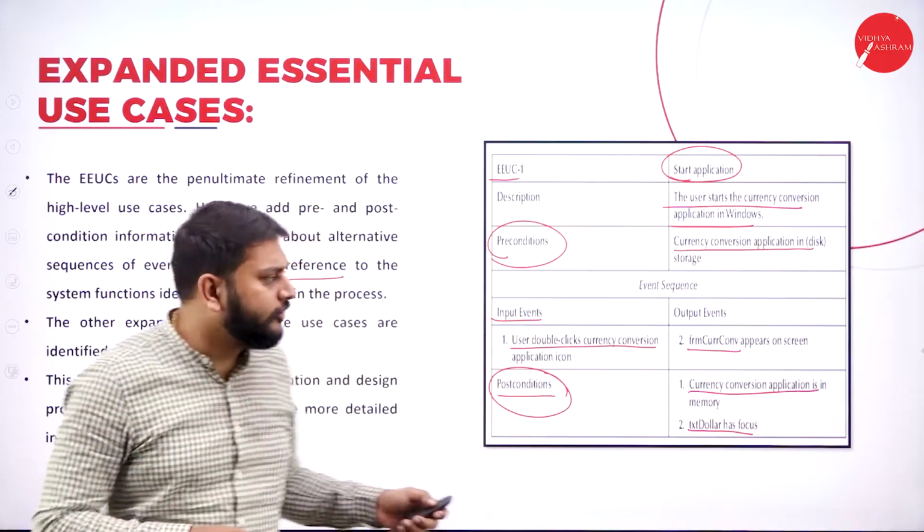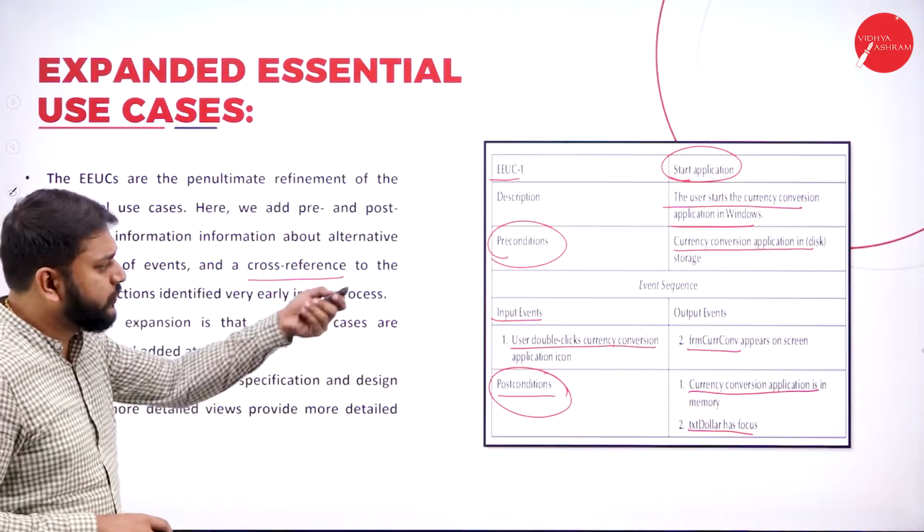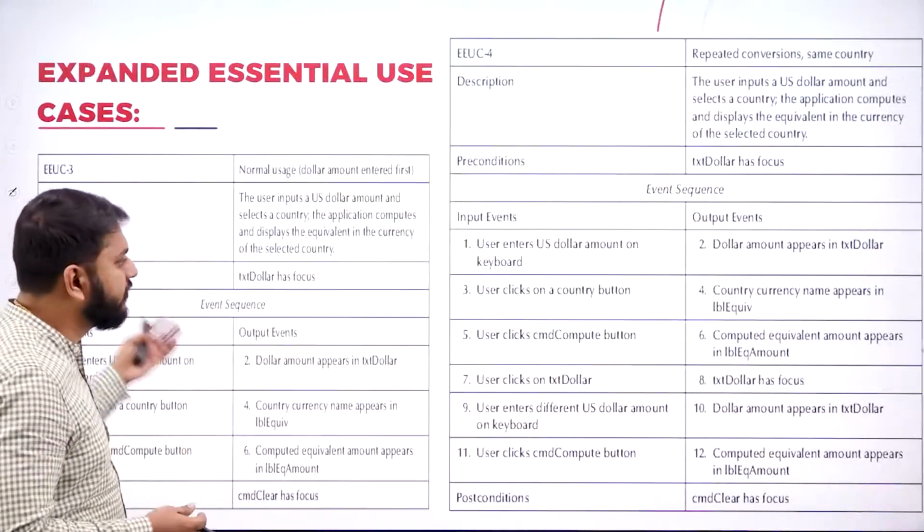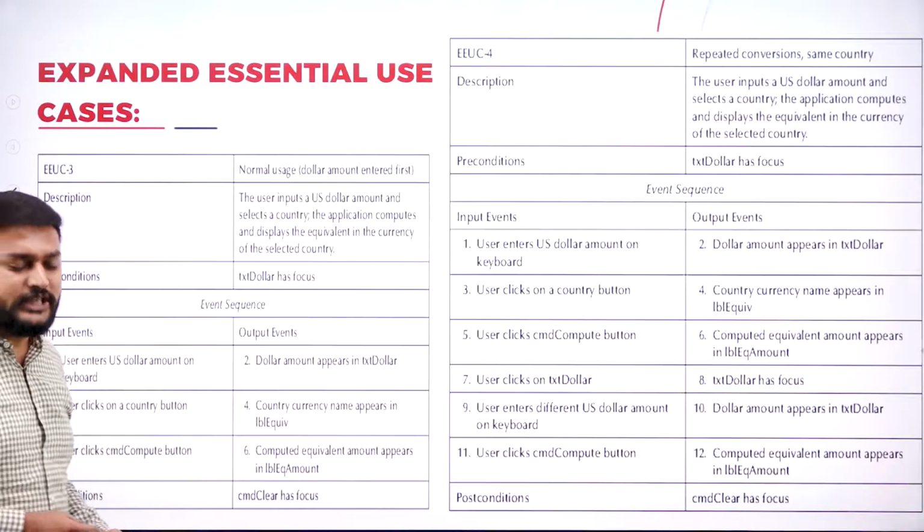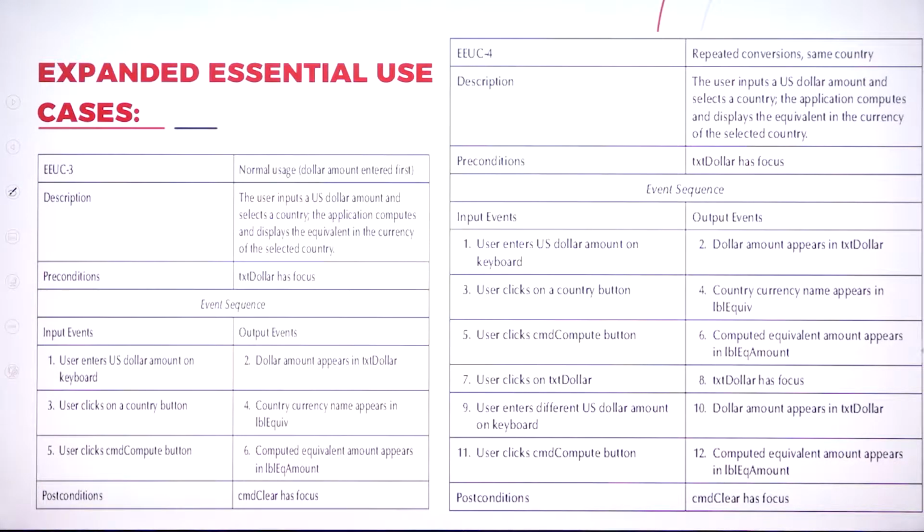I have some other examples which explain it in the same way, which I have listed here. I want you all to please take a screenshot. Guys, please observe EEUC 3. What happens in system function 3? That is going to be the normal usage. Again, there we have the description, the precondition, and the event sequence. There also you will have them.